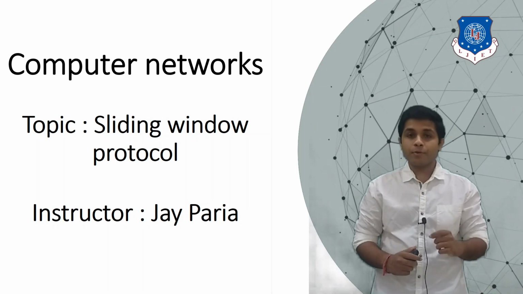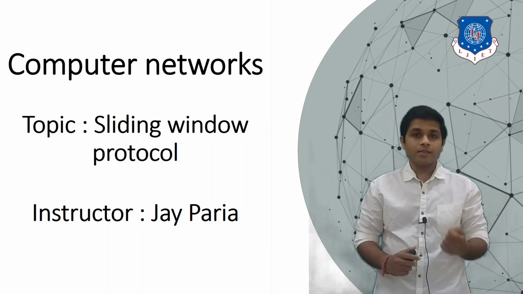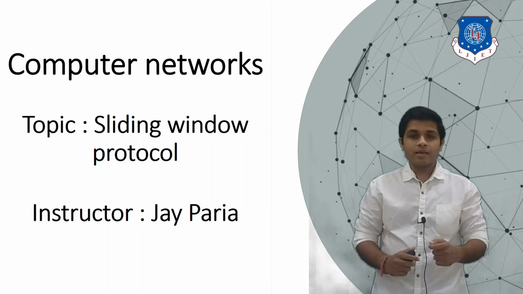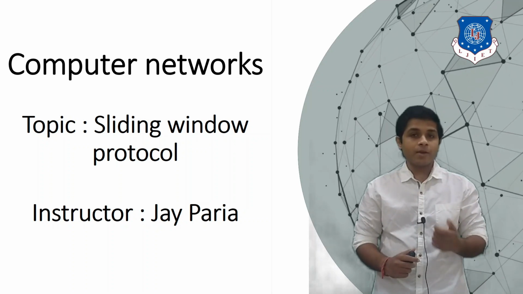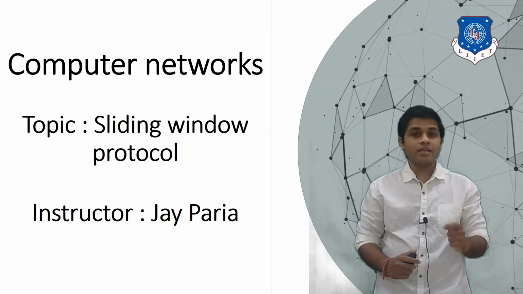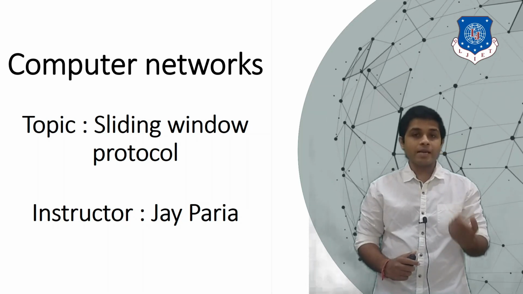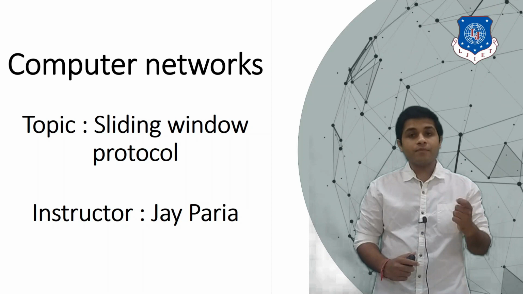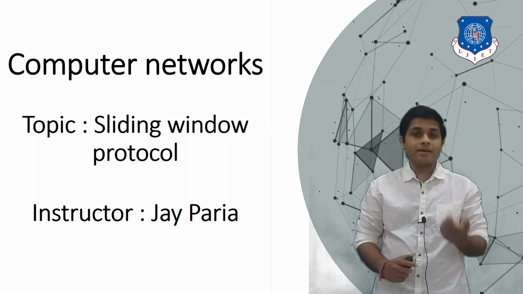In the previous sessions we have discussed what the sliding window protocol is. We know that the sliding window protocol has two types, Go-Back-N and Selective Repeat. In the last session we discussed how Go-Back-N works when there is no noise in the channel, meaning no data or acknowledgement loss, and we also considered one situation where a loss of data happens.